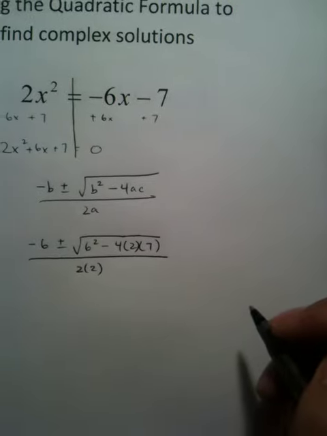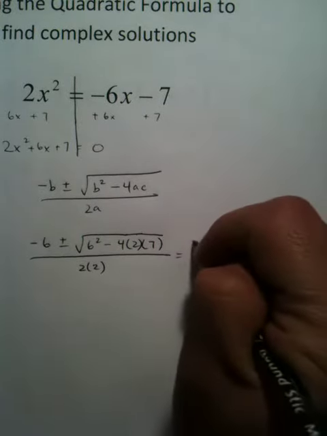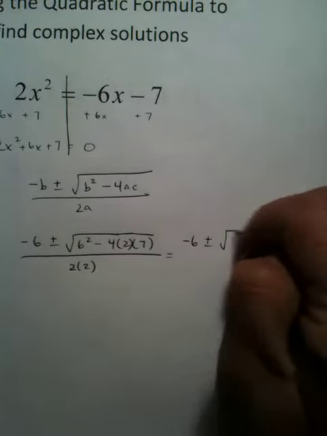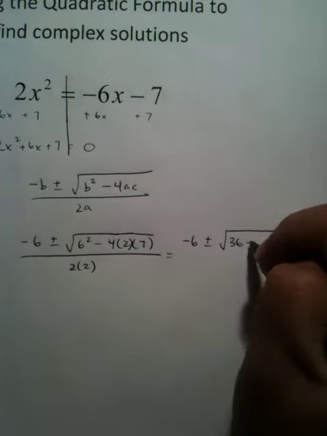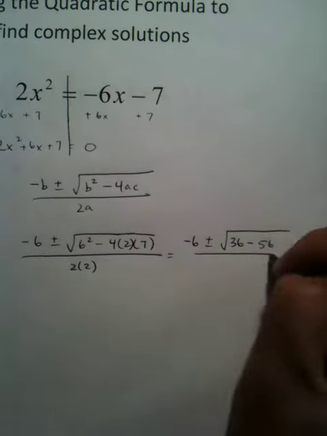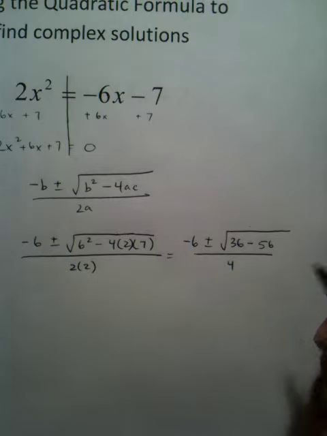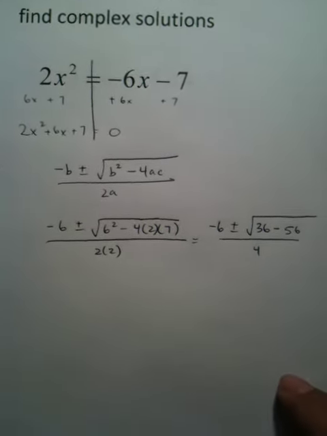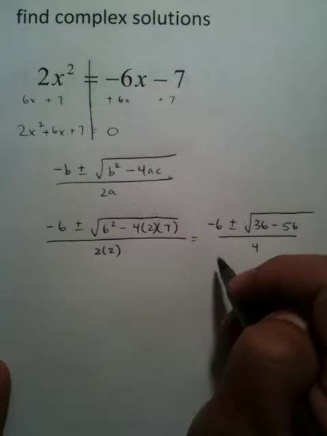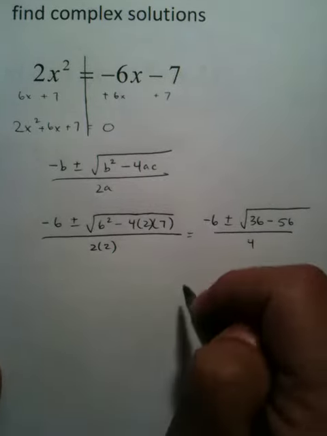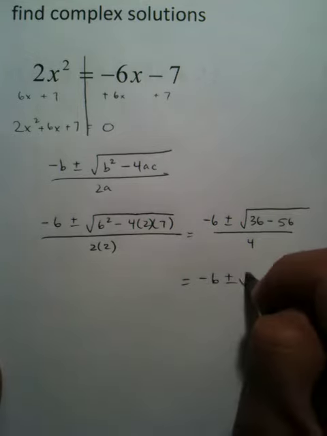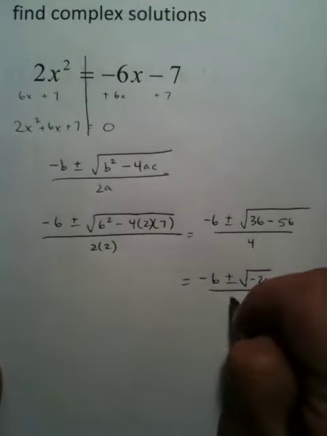Well, let's bring our work over here to this side of the paper. This is negative 6 plus or minus the square root of 36 minus, this turns into a negative 56, all over 4. Now, what I'm going to do is subtract these, which will give me a negative 20.